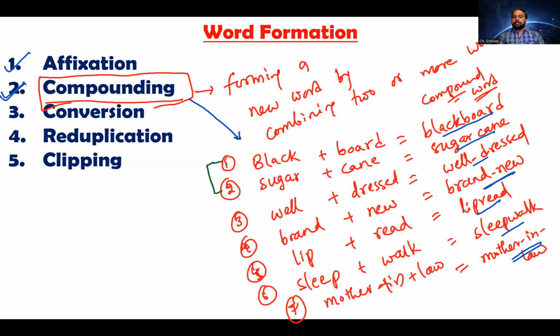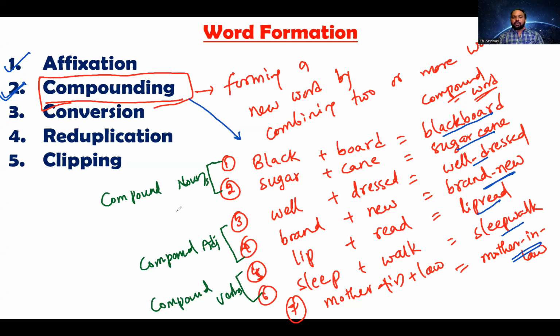Look at these: blackboard and sugar cane. These are compound nouns. Well rested and brand new are known as compound adjectives. Lip read and sleepwalk are known as compound verbs. You might have heard only of compound nouns and compound adjectives, but compound verbs also exist.